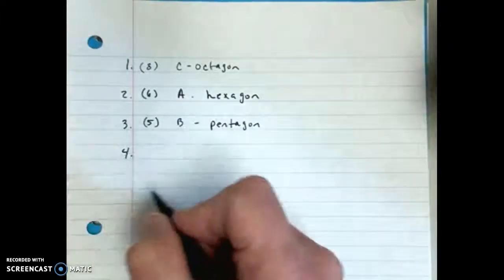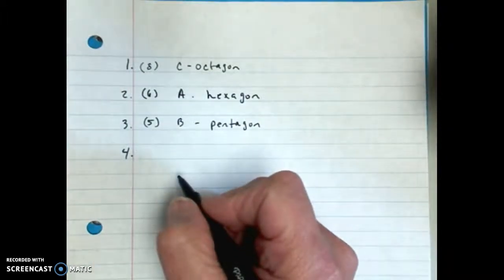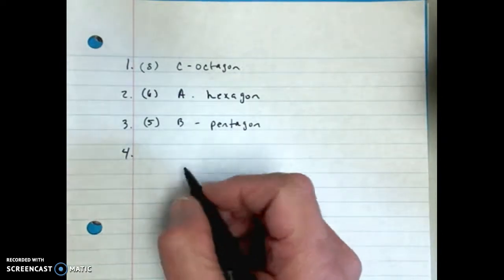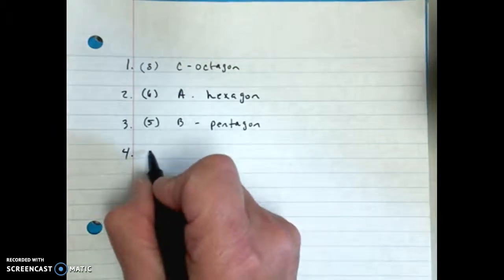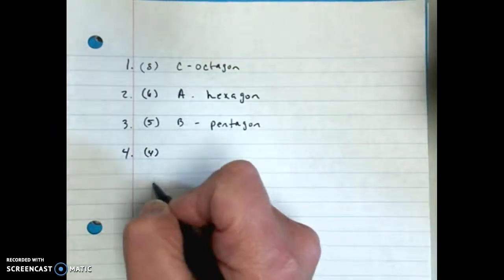Number 4, we want to tell whether the figure is a regular polygon or not. So yes or no, is it a regular polygon? If you take a look at number 4, number 4 has 4 sides.